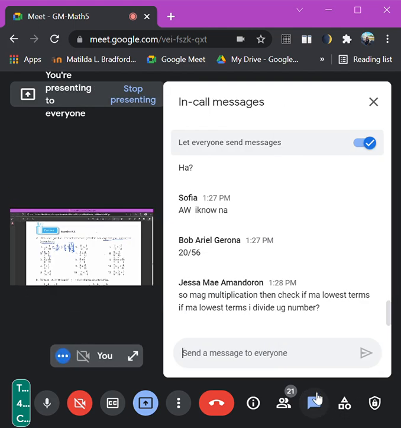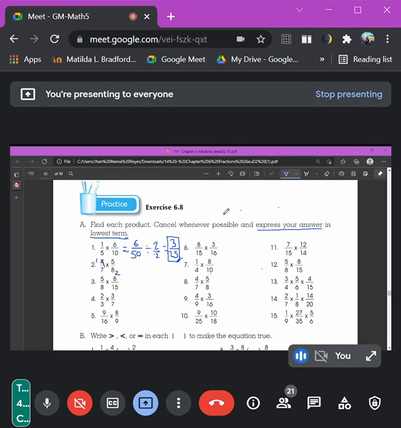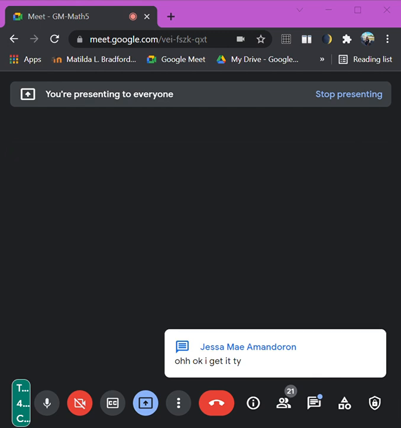So, mag-multiplication, then check if lowest term. If lowest term, dili na i-divide og number. I-check lang nato kung lowest term na ba siya or dili. Okay? So, continue ta sa atong example number 2. Diba, naka-cancel ta. So, ang 4 nahimog 1 and then ang 8 is mahimo siyag 2.